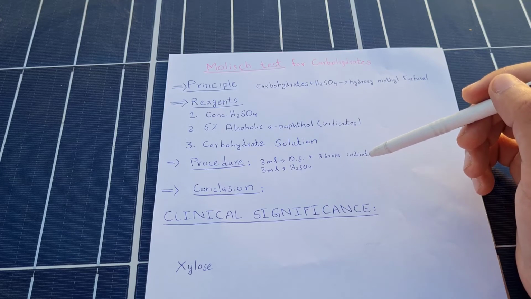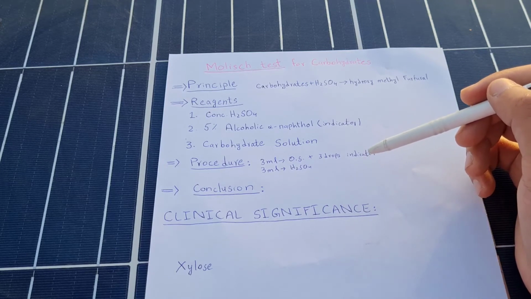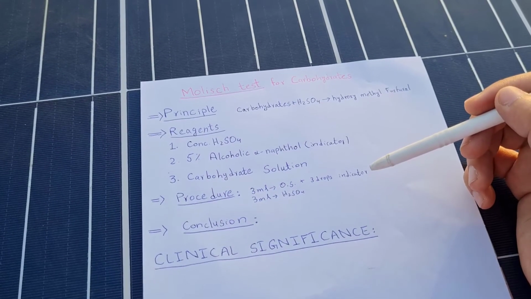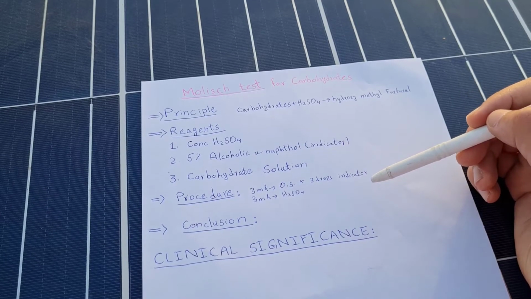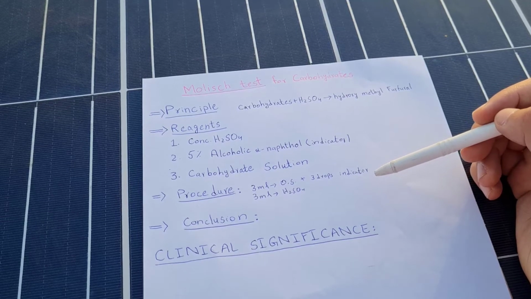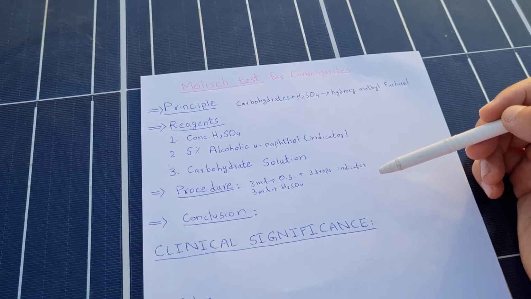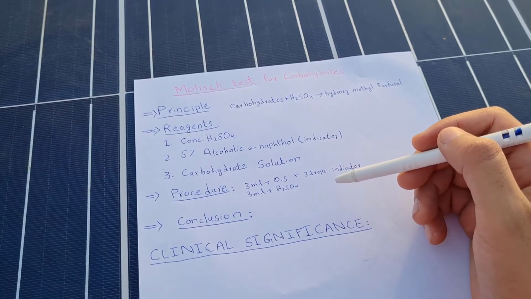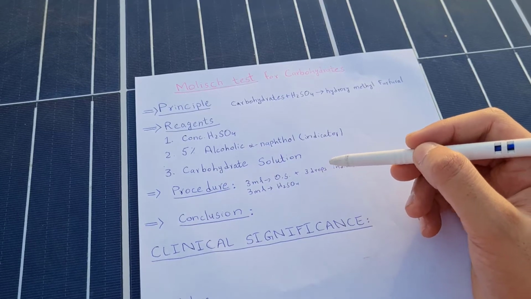First of all, we will take two test tubes. We will add 3 ml of our given solution, which either contains carbohydrate or doesn't, and we add 3 drops of our indicator, which is alcoholic naphthol. Then we take another test tube and add 3 ml of concentrated H2SO4 in it. Now all we have to do is slowly add the concentrated H2SO4 to the original solution.